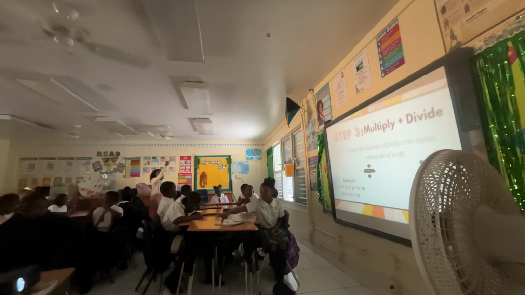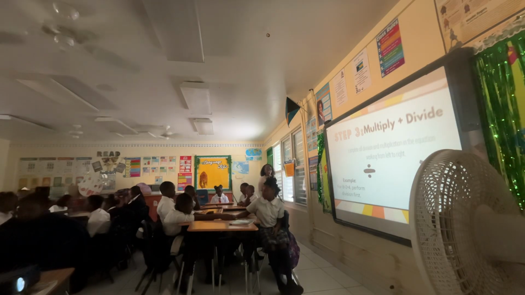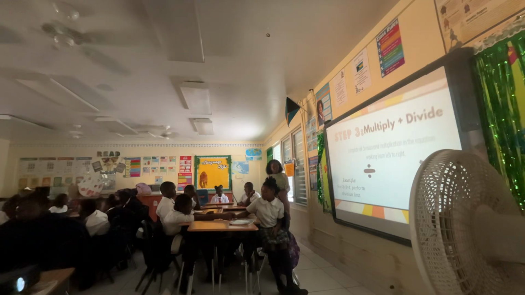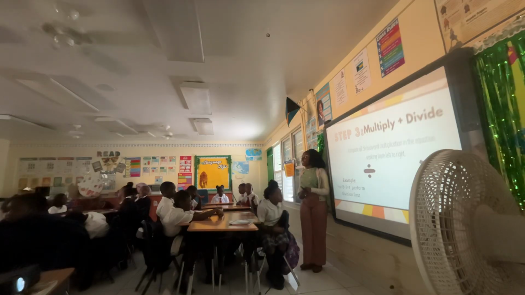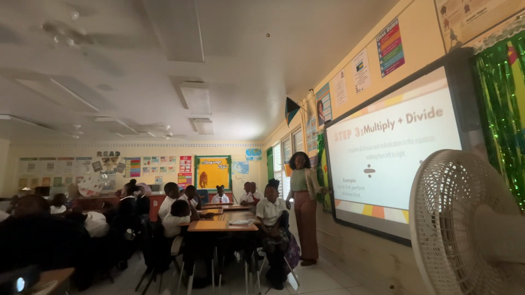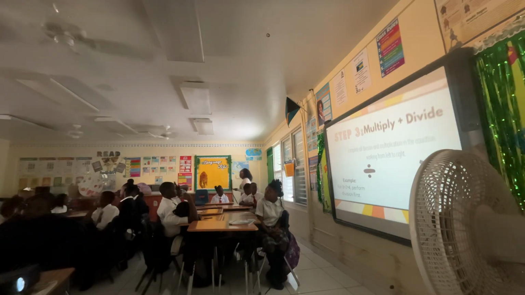Remember, how do we work? From left to right. So if we have 8 divided by 2 times 4, what do we have to do first? Multiplication or division? Division. We have to do division first. If we have 8 divided by 2 times 4.